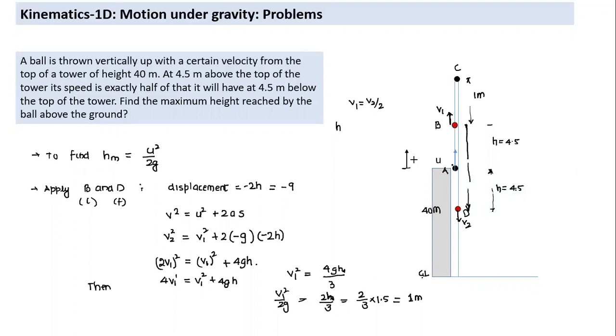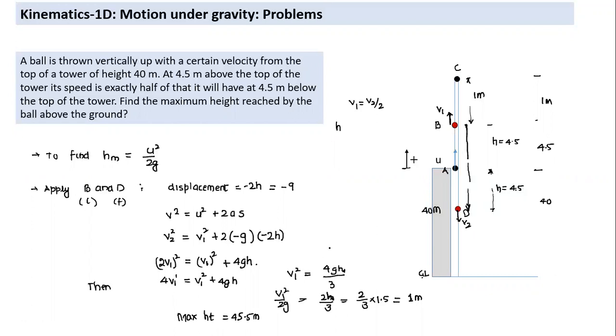So what is the total height it will reach? Maximum height reached by the ball above the ground. This is 1 meter, this is 4.5 meter, and this one is 40 meter. So what is the height of point C? This is 1 meter. From here to here, 4.5 meter. And this one is 40 meter. So the maximum height reached will be equal to 45.5 meter from the ground. Had they asked what is the maximum height above the top of the tower, the answer would have been 5.5 meter.